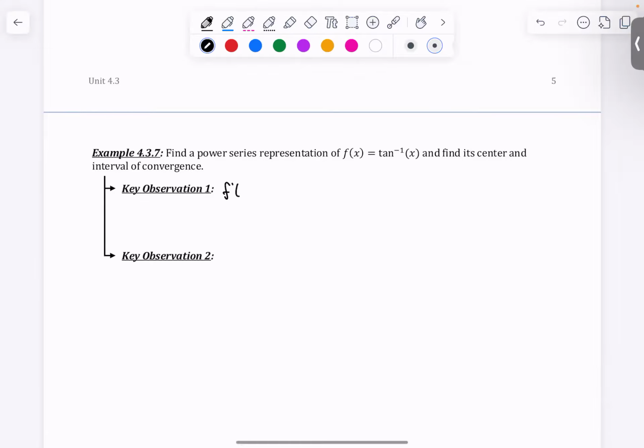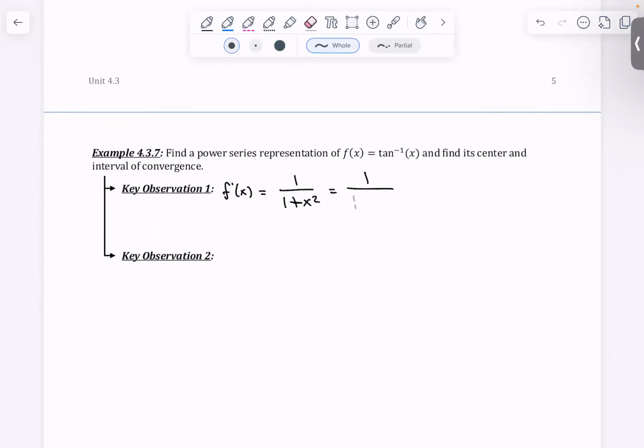Yes. F prime of x is equal to 1 over 1 plus x squared, which is equal to 1 over 1 minus the quantity negative x squared, like that. Okay. And key observation, that means that if we find a power series representation for this, we can integrate that and we will get tangent inverse. So sometimes we need to integrate, sometimes we need to differentiate. It all depends on the situation.